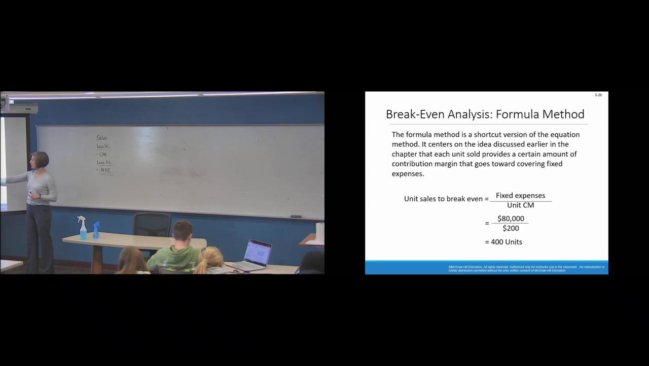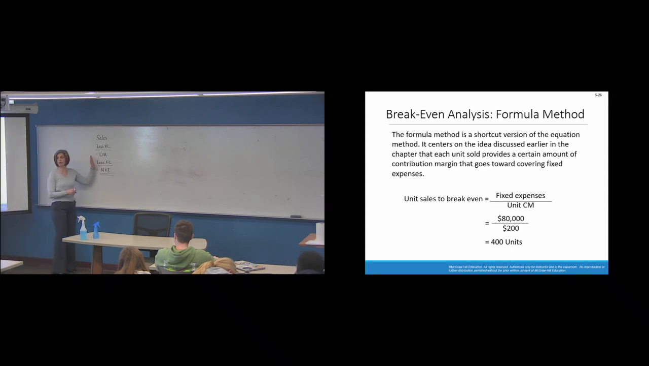So they plugged in the numbers from Racing Bicycle. So if I would go to the slide before, the fixed expenses for Racing Bicycle were $80,000 and the unit contribution margin was $200. And we said unit contribution margin means for every unit sold, $200 goes towards covering your fixed expenses. And then if there's anything left over, profit. So look at the relationship here. Unit CM literally is what I use to cover my fixed expenses, isn't it?